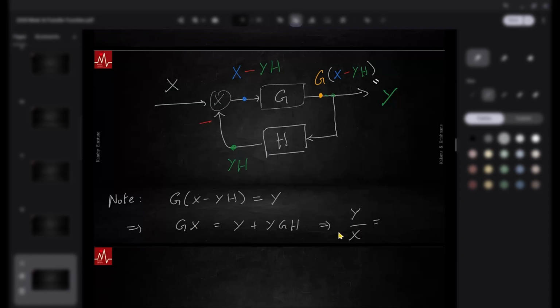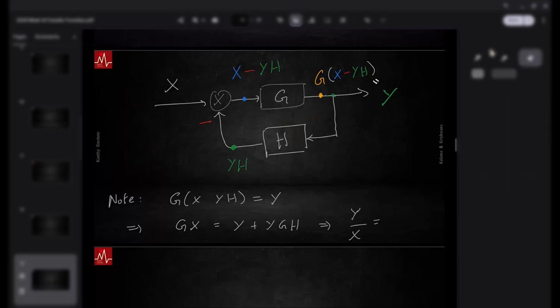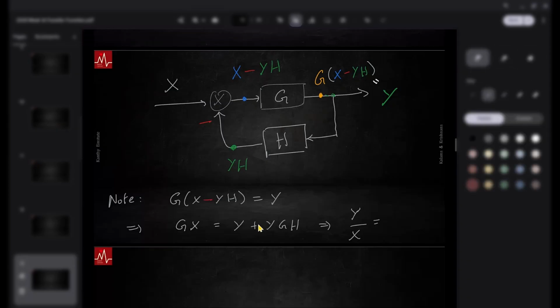what is y by x? See, notice the negative there, when it came to RHS, it became a positive thing. And y by h is just, take the y common. This is 1 plus gh. You have an x there, y by x will be what I said initially, g by 1 plus gh. It's a negative feedback system. This is what I boxed earlier also.